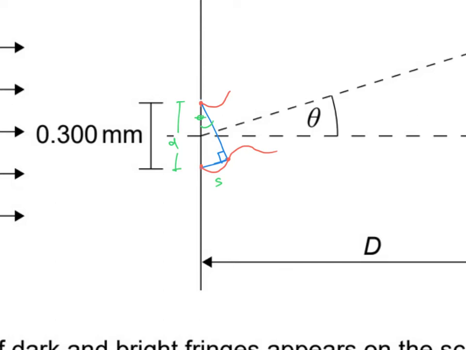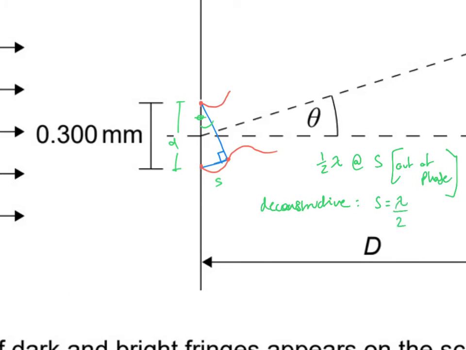So we can now make a statement about that as well. We're going to have half a wavelength at, let's just say, at S. So S is half a wavelength, and that's completely out of phase. And that means that when we have destructive interference, S is going to be wavelength over 2. Or more formally, as we'd previously put, let's put it down here, we're going to say (2n minus 1), let's put that in brackets, 2n minus 1 wavelengths over 2. So that's an integer value, 2n minus 1 wavelengths divided by 2.